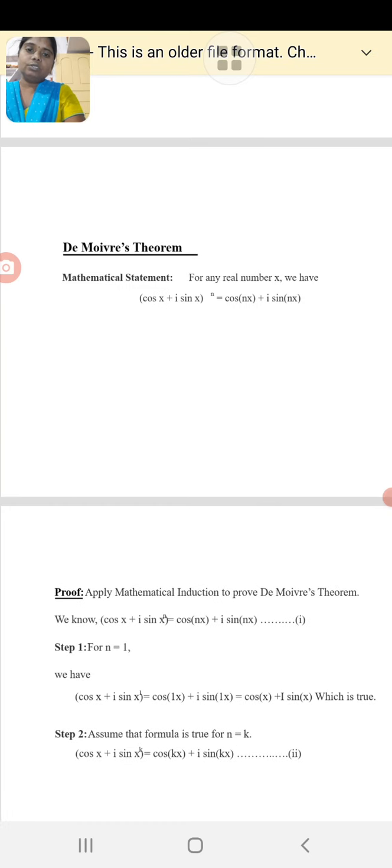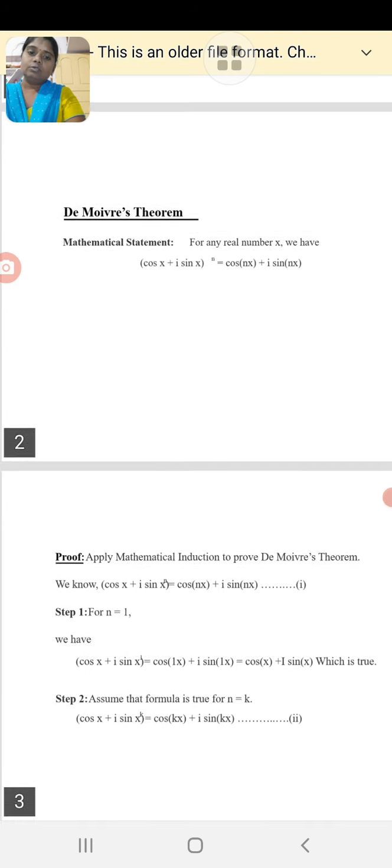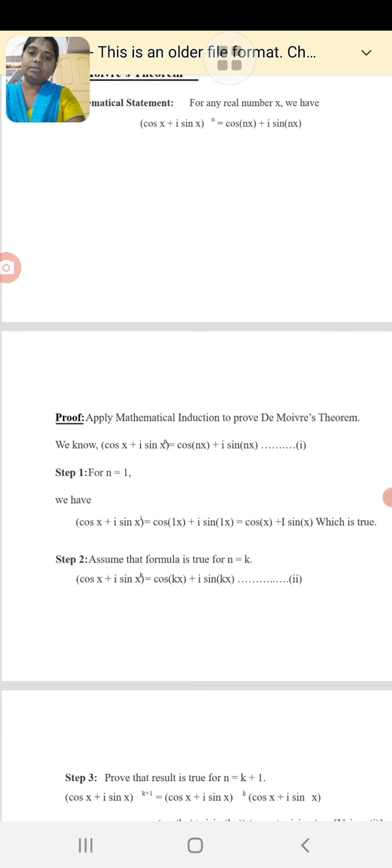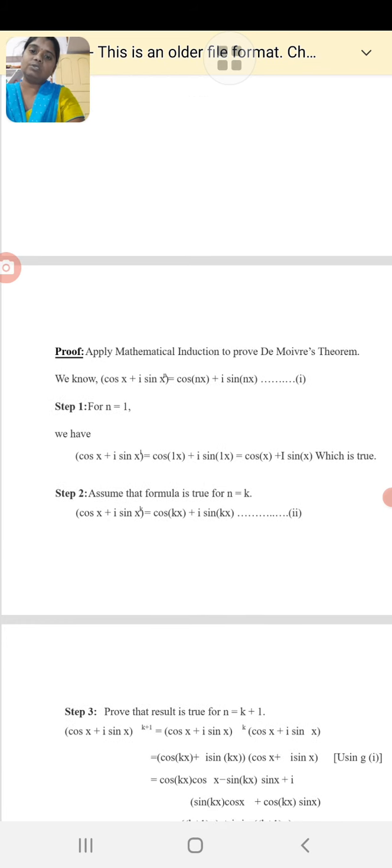Now, how should you prove the above mathematical statement? To prove this theorem, we should apply mathematical induction. And we also know what we mean by mathematical induction: the statement should be satisfied for all values of n. Now let us go to the details of this proof.